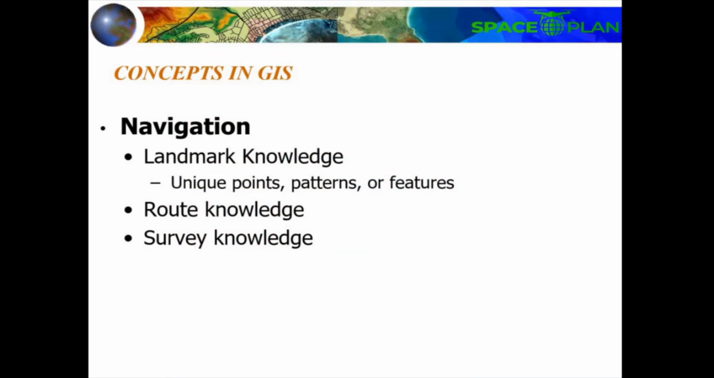The concept you want to consider is navigation as a concept in GIS. Now you know your location, you know your direction, you know the distance you're supposed to cover. Now, how do you navigate to the place? Three basic areas are put up for this concept in GIS. You have the landmark knowledge, you have the route knowledge, and then you have the survey knowledge.